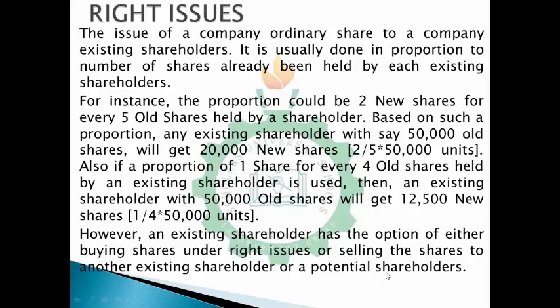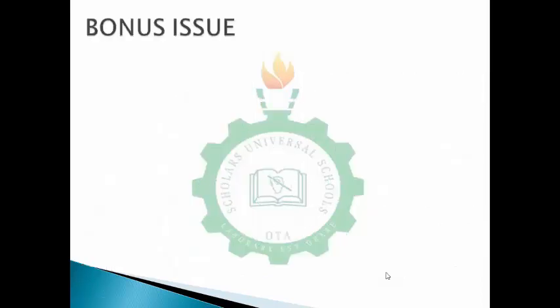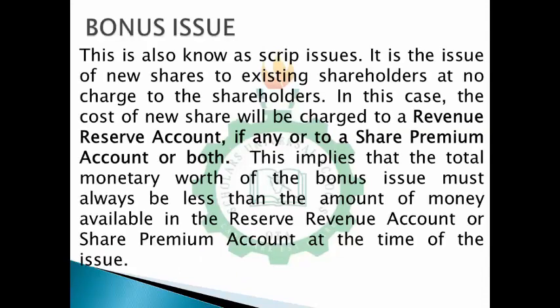All right. So the next set of issues is the bonus issue. When we talk about bonus issue, this is also known as scrip issues. It is the issue of new shares to existing shareholders at no charge to the shareholders. That is, it is free. However, you have to take note that someone somewhere would have to pay for those shares. So who is paying? In this case, the cost of the new shares will be charged to the company. So it is the company that is paying for shares issued on bonus issue.